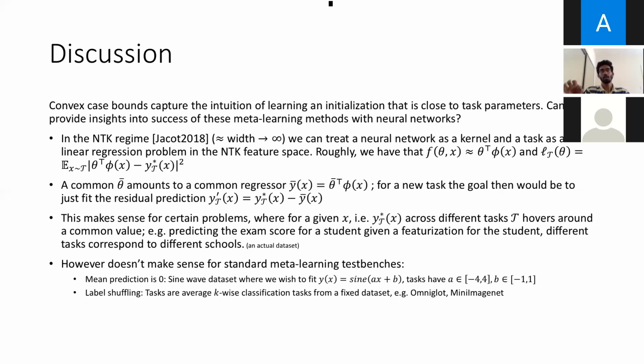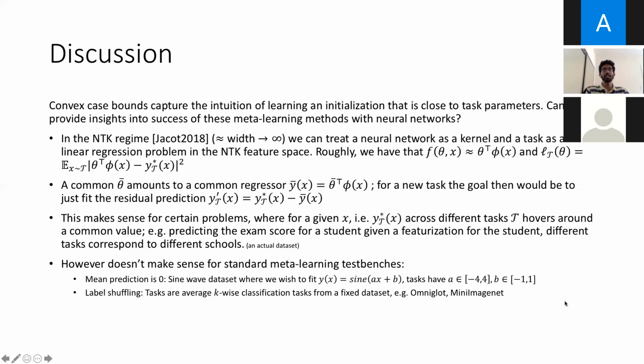However, this common predictor does not really make sense for standard meta-learning test benches. The first example is that of the sine wave dataset, where all tasks are learning a sine function, but they have different periodicities and different biases. So the A and the B are different. And across these tasks, the average value of y of x across the tasks is basically going to be 0. Because for every sine ax, you also have a sine minus ax. And similarly for plus b, you have a minus b as a task. So on average, you're just learning to predict 0. So learning a common predictor is not going to help you in any way, because you will just learn the common predictor, which is 0 for every x.